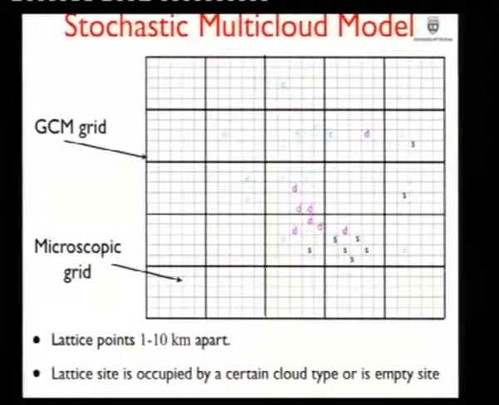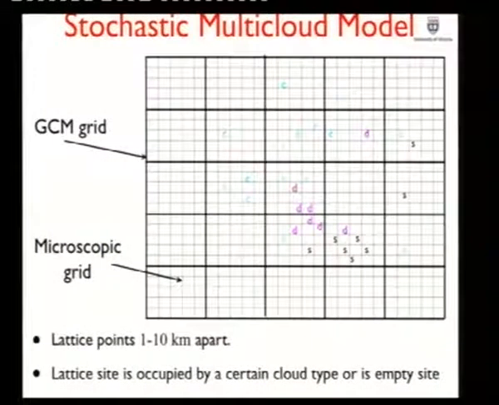So now I think the punchline of my talk is mostly going to be on the stochastic version of the multi-cloud model. To make a stochastic version of the multi-cloud model, we imagine a lattice. Imagine the thick curves are your GCM grid. And then you put a lattice on a fine grid on your GCM grid because, well, you want to capture the subgrid scale variability. Then this lattice is going to think about each lattice site as being a site at which you either have convection or you don't have convection. Then, if you have convection, which type of convection do you have? We have three types of convection: congestus, deep, stratiform, or clear.